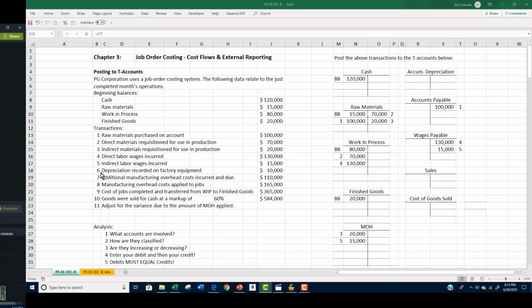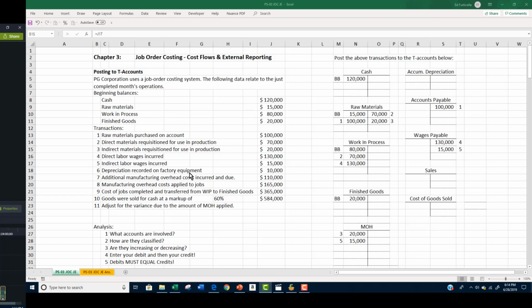Transaction 6 says depreciation was recorded on factory equipment for $10,000. From financial accounting, you learn to record depreciation with a debit to depreciation expense and a credit to accumulated depreciation. When you look at the T-accounts, you notice that there is no depreciation expense account. The reason that there is no account for depreciation expense is that this transaction involves factory equipment. When depreciation is being recorded on factory equipment, that is an indirect cost of production.